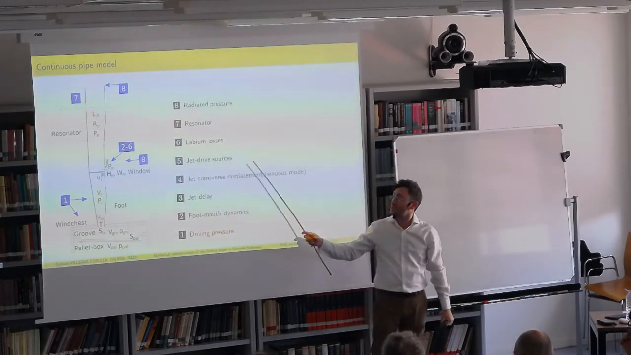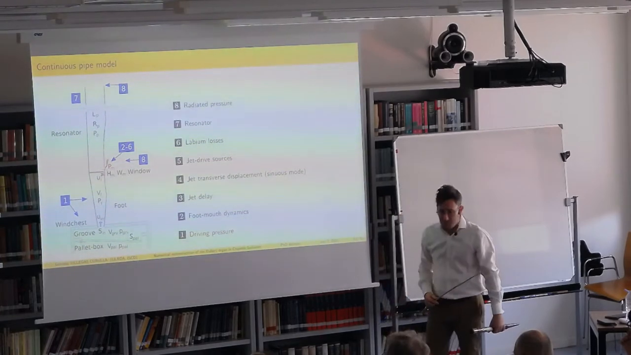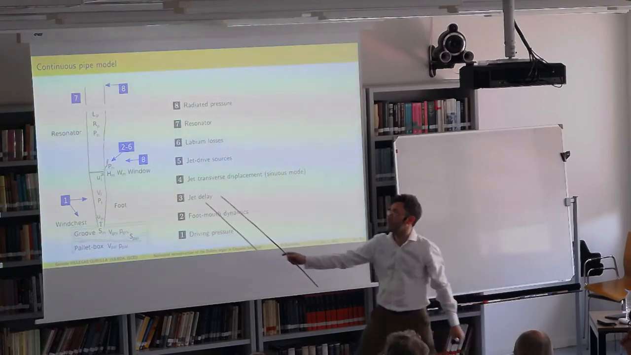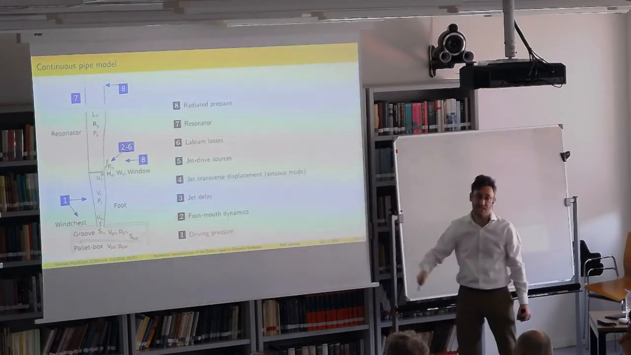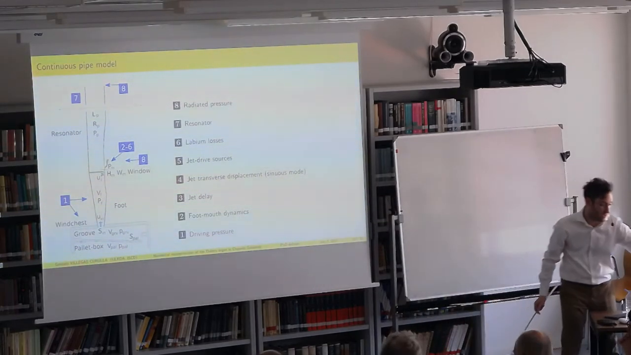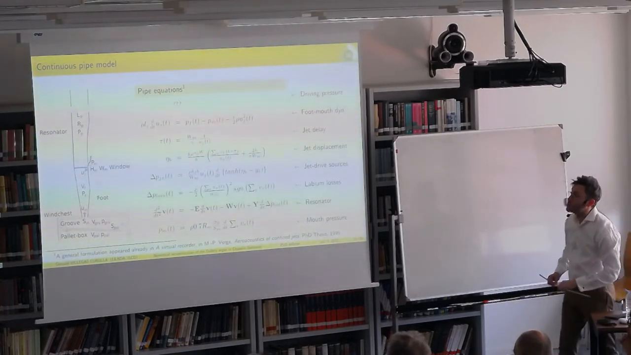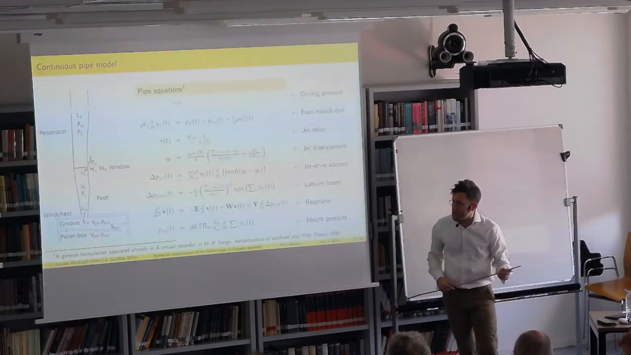The jet drive source is the mechanism by which the jet operates in order to produce aerodynamic sound. A dipole at each side of the labium. And lastly, we are radiating on both openings of the resonator, which is the most dominating phase in an organ. Those contributions may be modeled by these well-established equations by now.